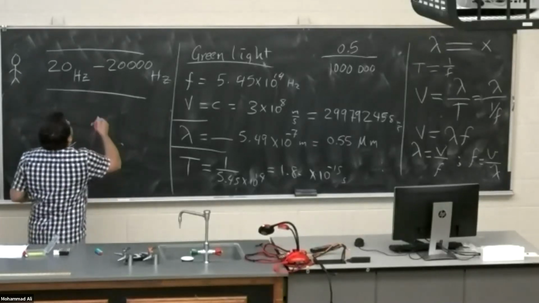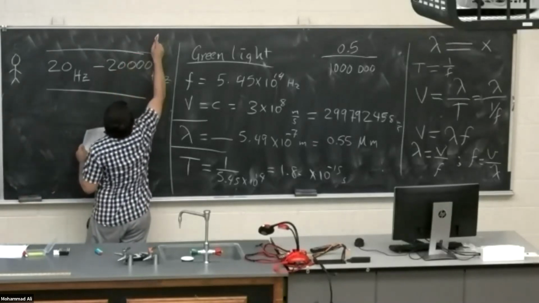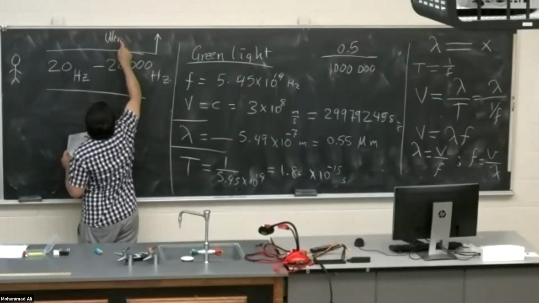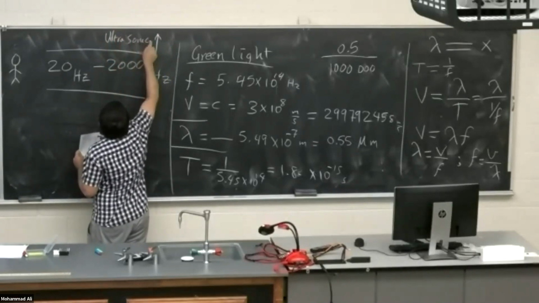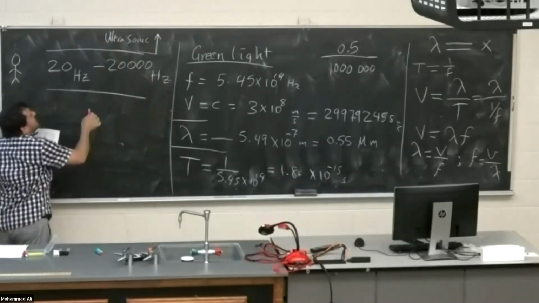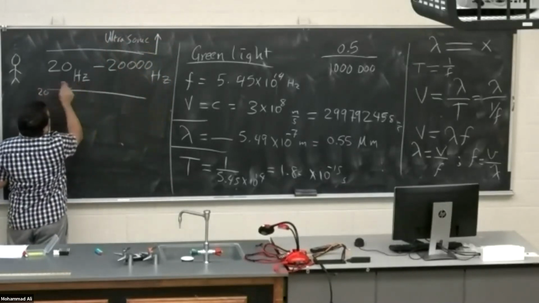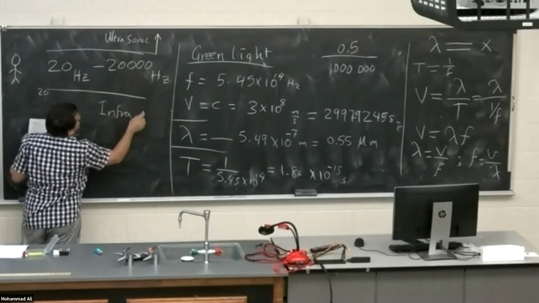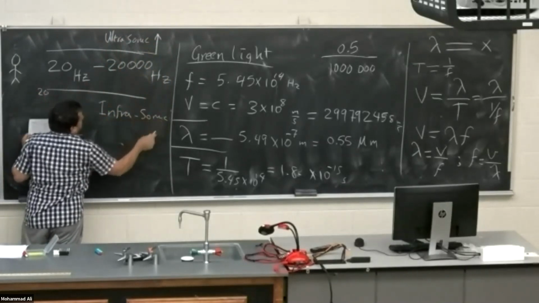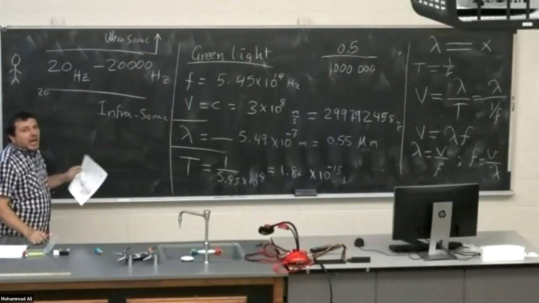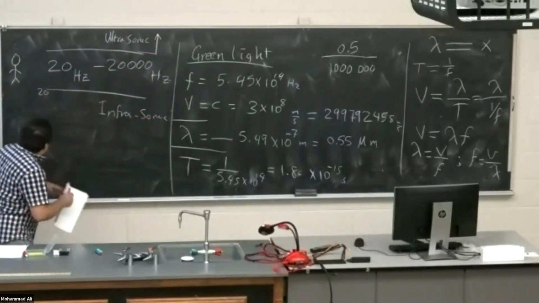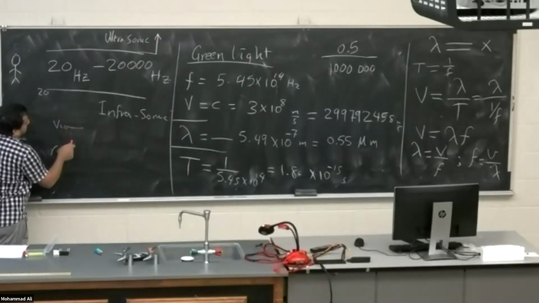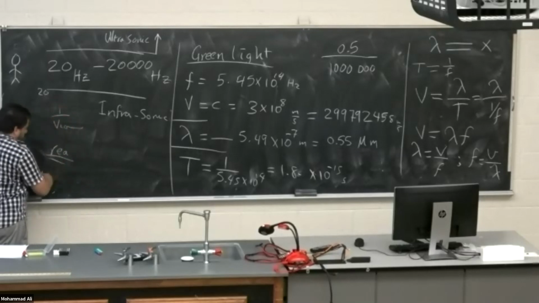Okay. Any frequency above this frequency is ultrasonic. Here, any frequency below 20 hertz is infrasonic. For the light, we have infrared because we have red to violet. We have infrared and ultraviolet.